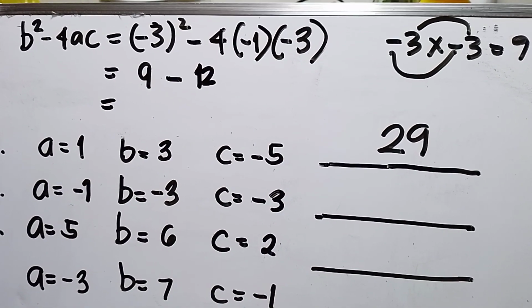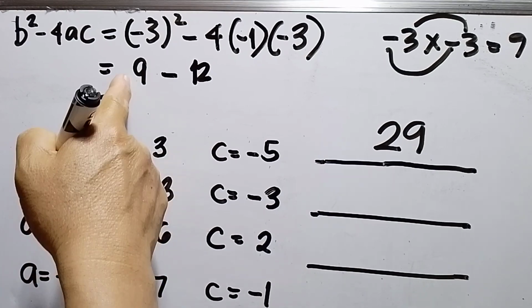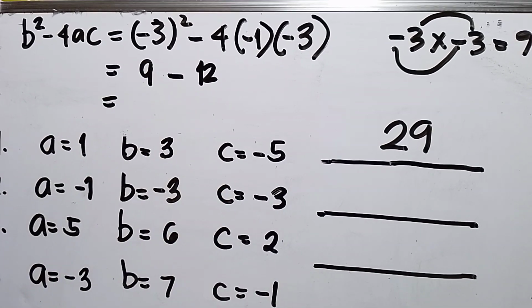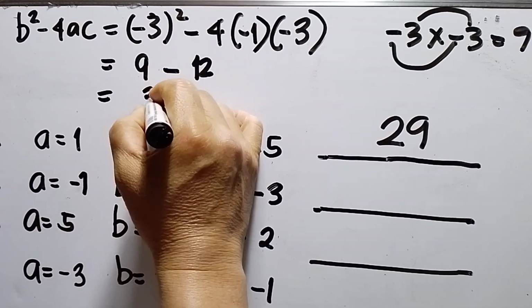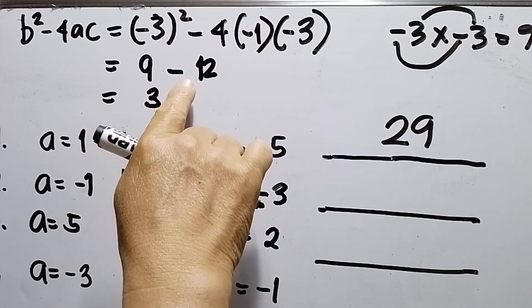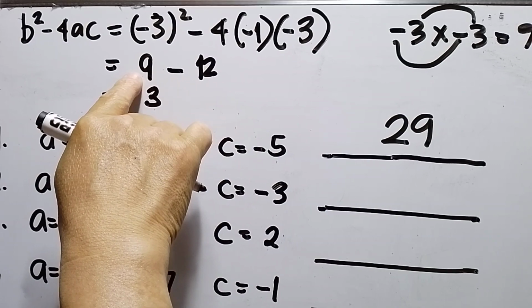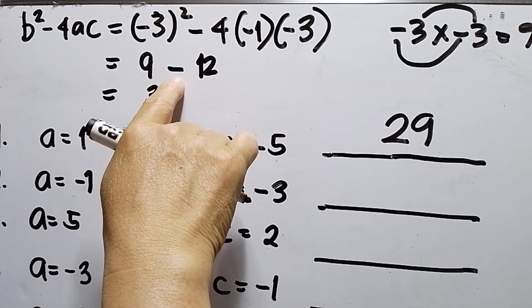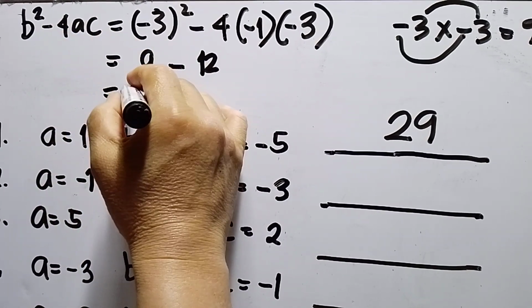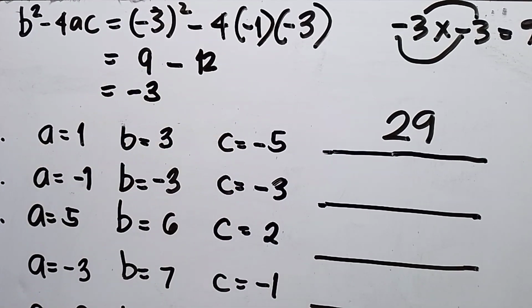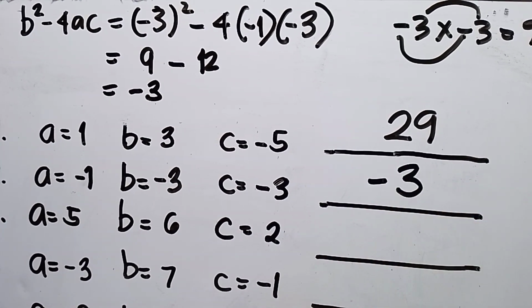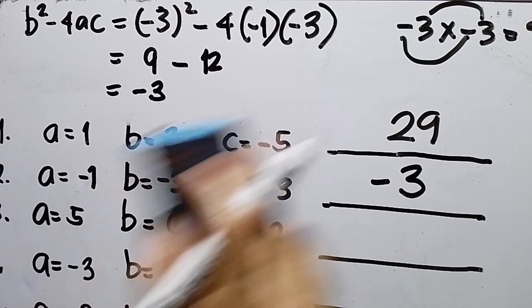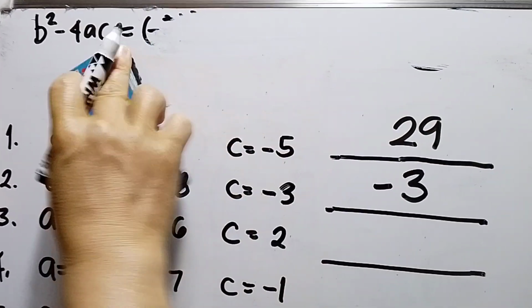So 9 minus 12. So this is unlike sign, so I need to subtract 12 minus 9. So that will be 3. And how about the sign? Since 12 is greater than 9, then 12 is having the negative sign, so this will be negative. So my answer for number 2 is negative 3. Now let's proceed to number 3.